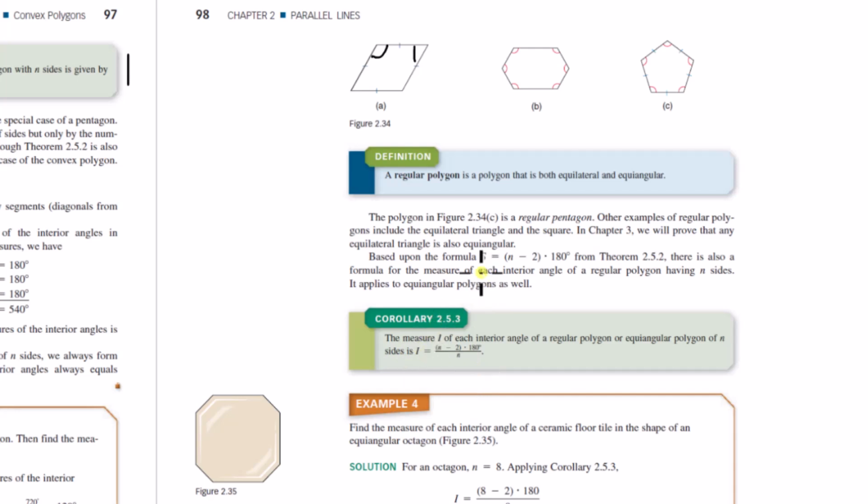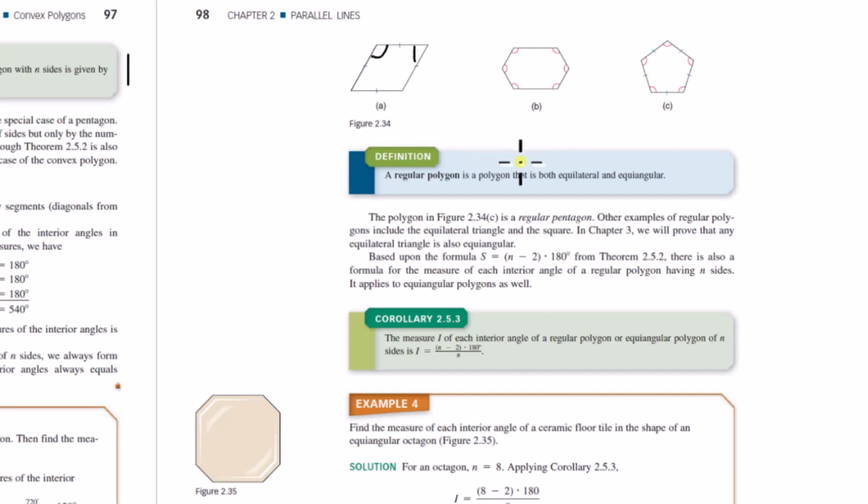All they're doing is taking this formula and dividing by n, the number of sides. Why? Because the number of angles is equal to the number of sides. And since the measures of the angles are equal, you just take the total sum of the interior angles and divide it by n, right? It says that this formula applies to equal angular polygons as well. So you can use this formula for not just regular polygons, but equal angular polygons. They don't have to be equilateral.